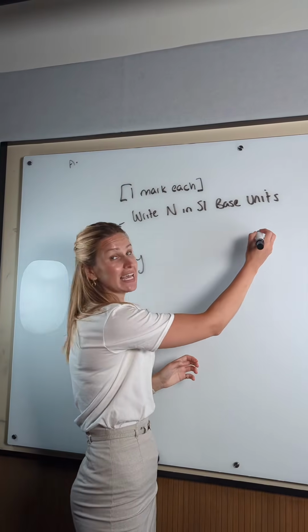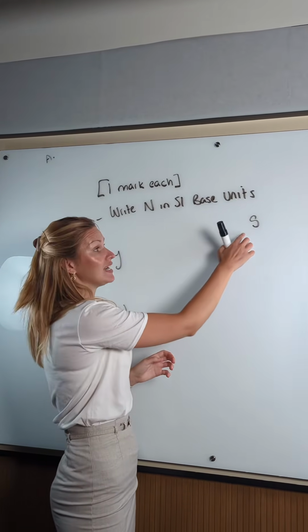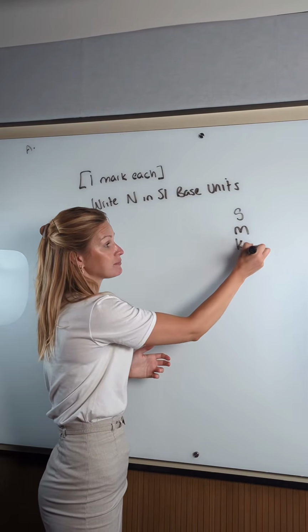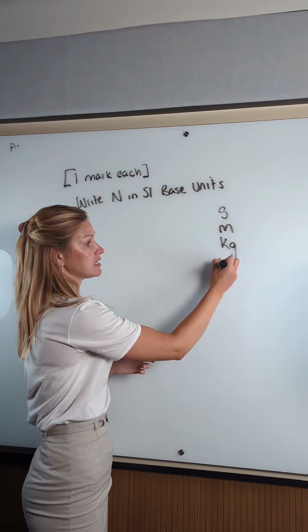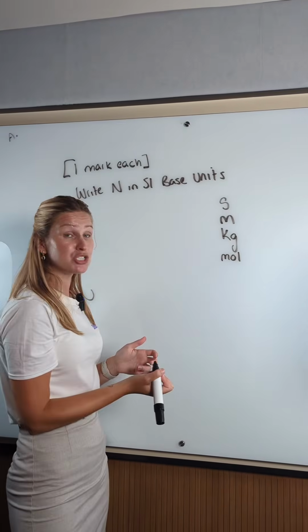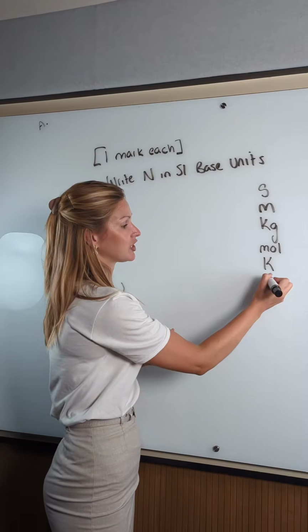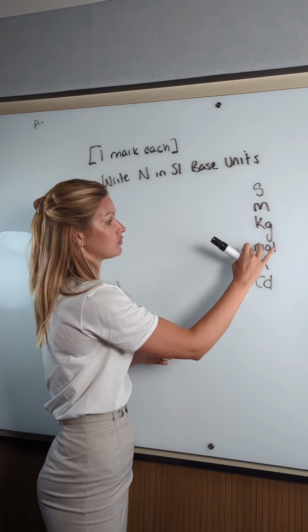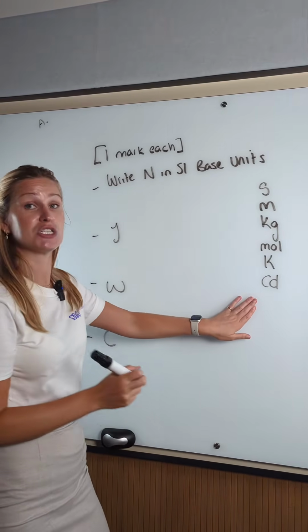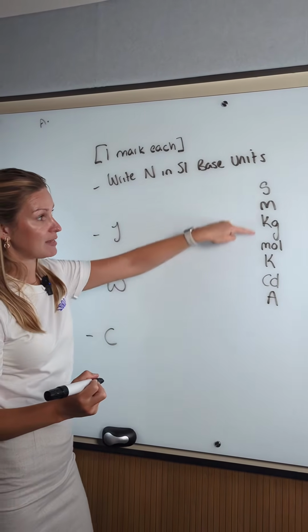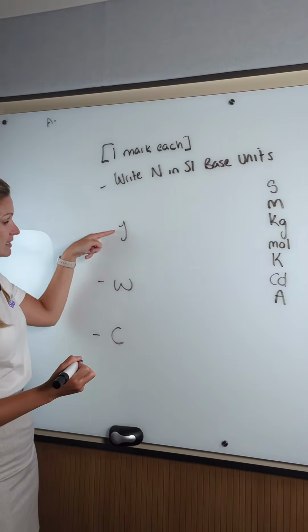So we know for time, it's always going to be in seconds. For length, it's always going to be in meters. For mass, it's always in kilograms. For amount of substance, it's always in moles. For temperature, it's always in Kelvin. And for luminous intensity, it's always candelas. So 1, 2, 3, 4, 5, 6, and I forgot 7, which is current, which is measured in amps. So those are my SI base units, and I want to be able to write these in terms of their SI base units.